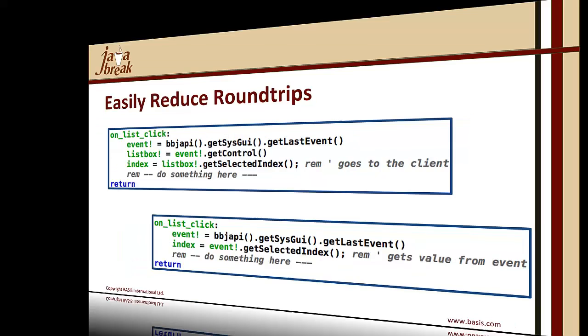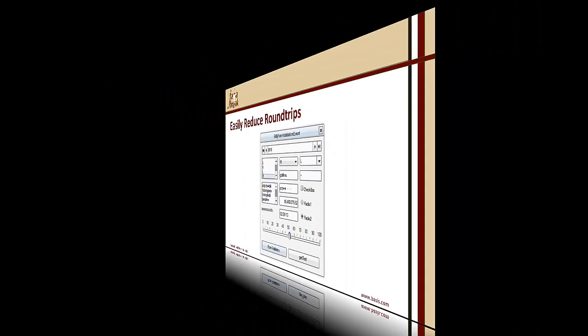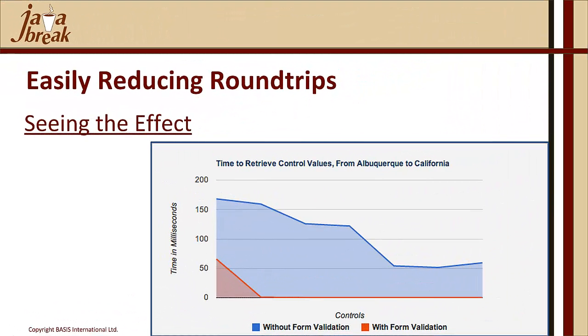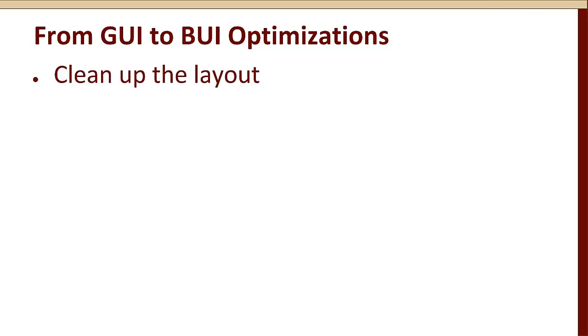So we had a sample code that we actually ran, I think, back at our last TechCon, where we showed how by using form validation events and adding the payload to the event itself, we're able to reduce the round trips significantly. The example we used was linking into a server on the West Coast and trying to retrieve control values from Albuquerque to California from our Albuquerque office. With form validation, we were down to some 60 odd milliseconds versus 170 milliseconds without form validation. So we strongly encourage you to retrofit your code with that functionality.